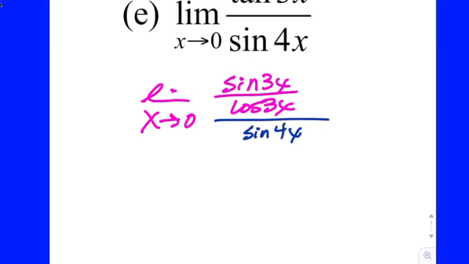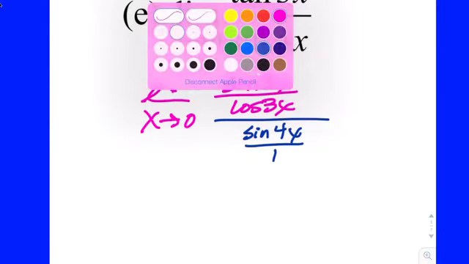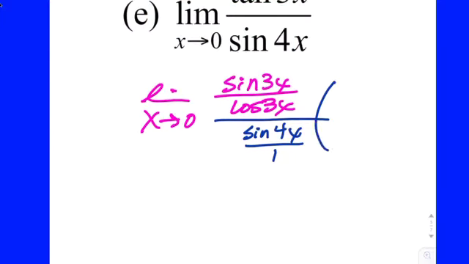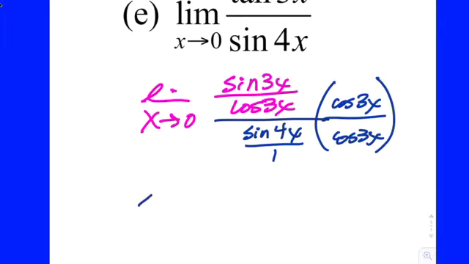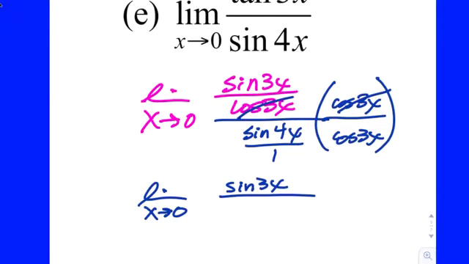So from here, you can use keep-change-flip, or if you want to put that over 1, now you have a complex fraction. Lots of ways to do this. I'll multiply by cosine of 3x all over cosine of 3x. Just one way to do it. Keep-change-flip also works nicely. So for me, the cosine of 3x is up here, divide out, and I'm left with sine of 3x all over sine of 4x times cosine of 3x.